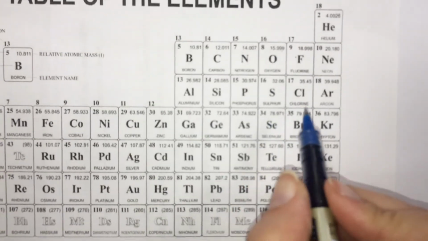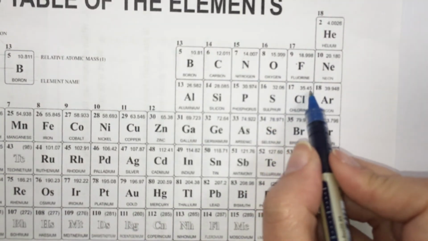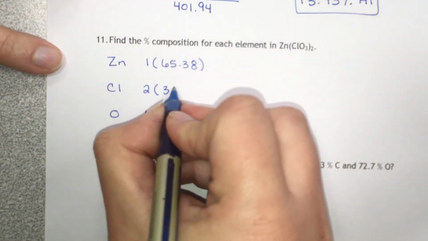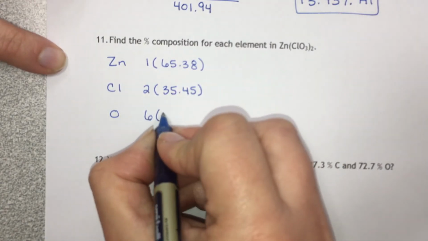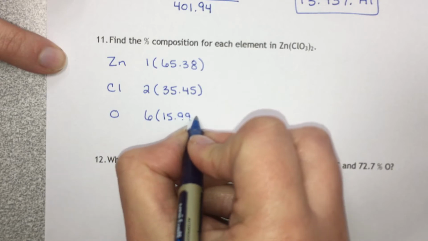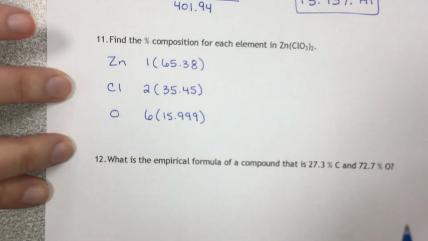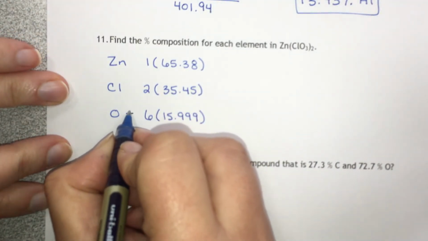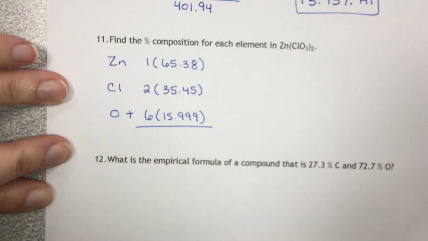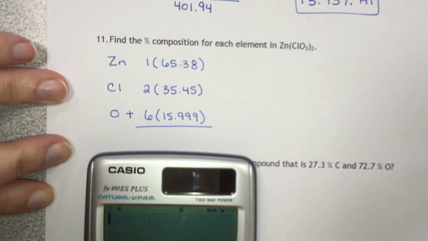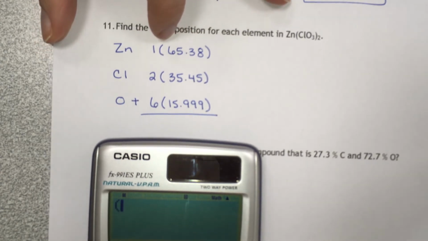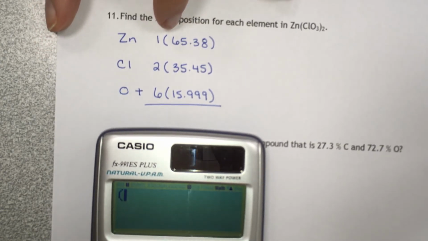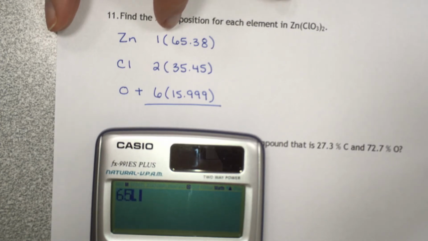Chlorine, 35.45. Oxygen, 15.999. Okay. We will have to add all of them up together and get the whole. So we'll go ahead and do that first. So that's, we don't have to do that. So 60, but I still did it.